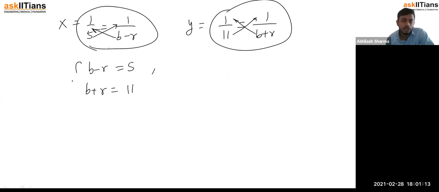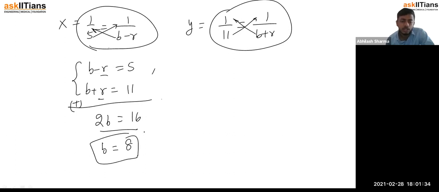Once again, these are a pair of linear equations in two variables b and r. How will we solve them? Many methods are there. Right now it seems elimination would be the easiest. So adding them, what are we getting? We are getting 16 is equal to 2b, as r and r get cancelled, b plus b is 2b. So b will be 16 by 2, which is 8. And of course, if you put the value of b in b plus r equals 11, you are getting r is equal to 3.